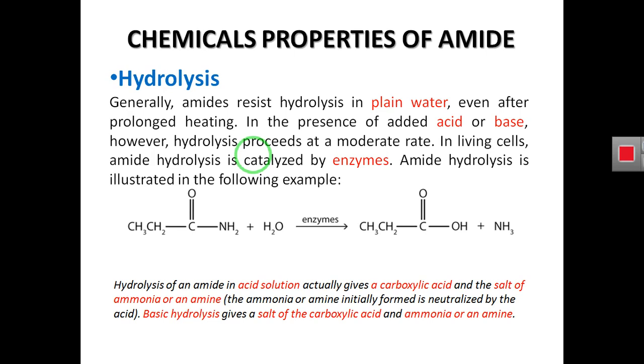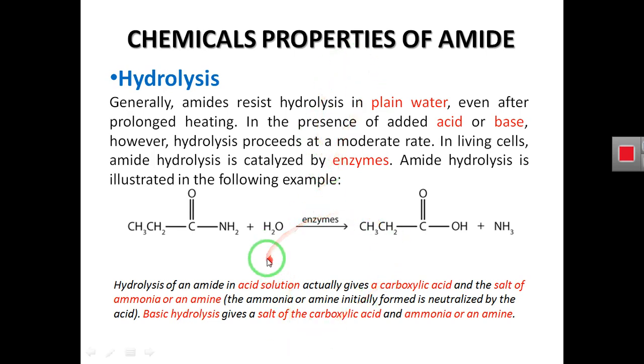But if the amide is present in our body or in our body cell, what would happen? In our body cell there are various enzymes that help in amide hydrolysis. What are these enzymes? They are catalysts that speed up the reaction. And what is the process of hydrolysis? Hydrolysis is the addition of water to a molecule.